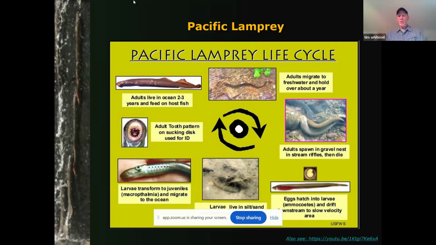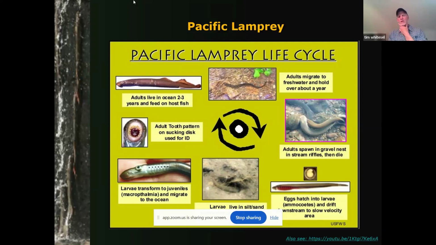The macrophthalmia, or the juveniles, are in freshwater likely for anywhere from a couple of months to a little over a year. But eventually they make their way and migrate out to the ocean. They're in the ocean for, this slide says 2 to 3 years. Again, as we're learning more, it's probably more like 2 to 5, maybe even 2 to 6 years out there. They are parasitic. They're feeding on host fish. They attach and they're feeding.